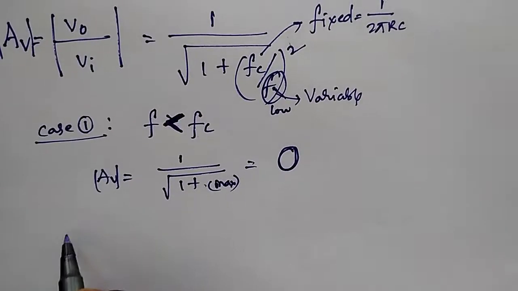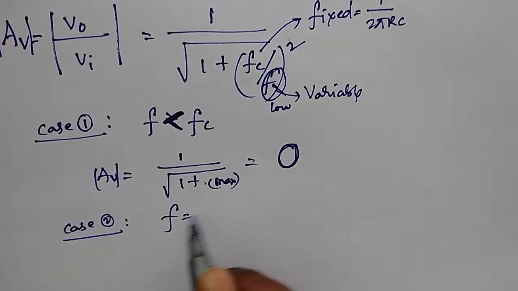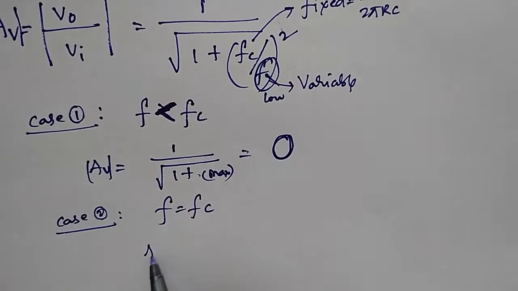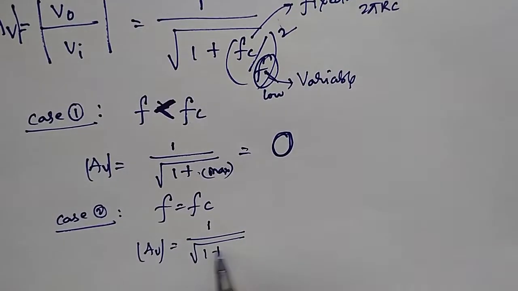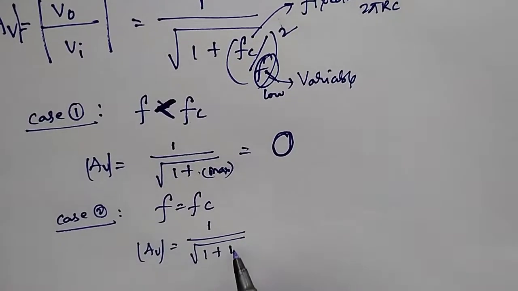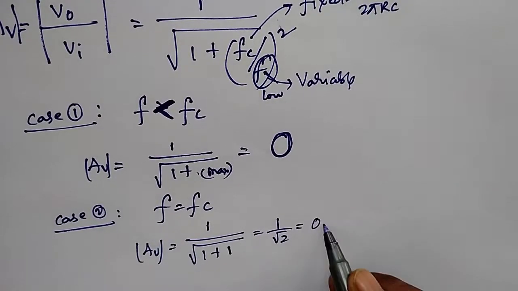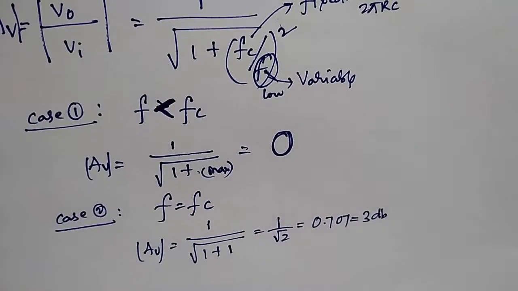And simply you can take another condition, case 2, F is equal to FC. That value is substituted in the above expression, so the voltage gain is equal to 1 by root of 1 plus 1. Why? Because the FC by F value is 1, so the value is 1 by root 2, that is 0.707. In terms of decibels, the value is 3 dB.